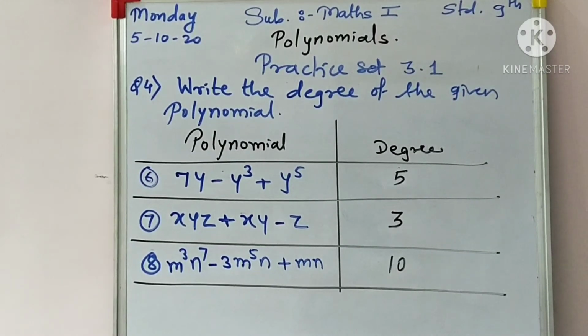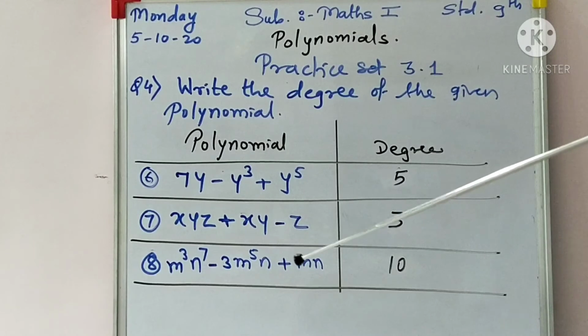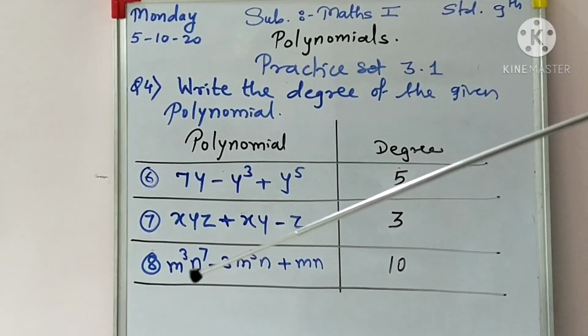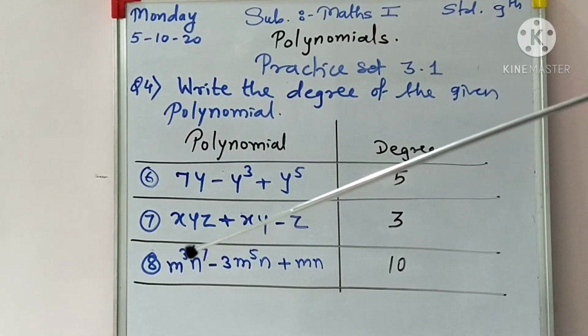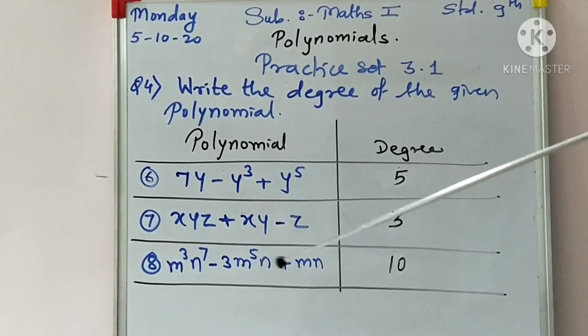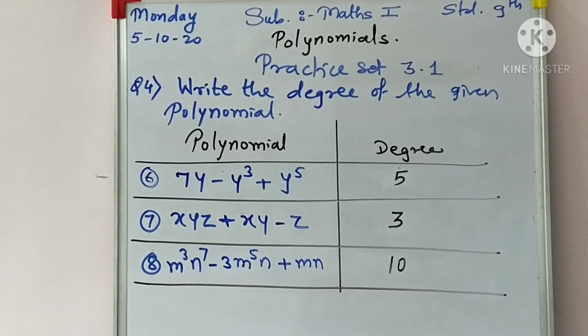Okay students. Is it correct? In the last one, two variables are there, and the highest sum is what here, as you notice, 3 plus 7 as 10. So the degree of that polynomial is 10. So like this, for 1 mark, examples asked in exam. Okay students.